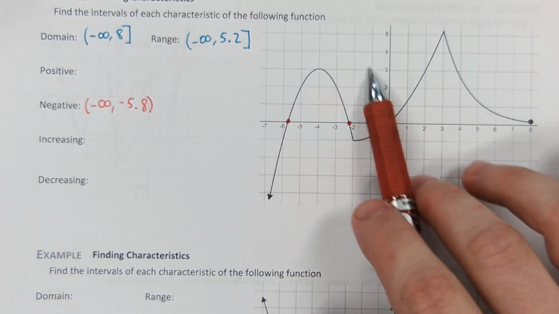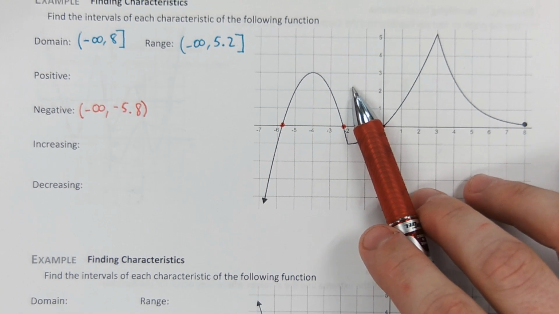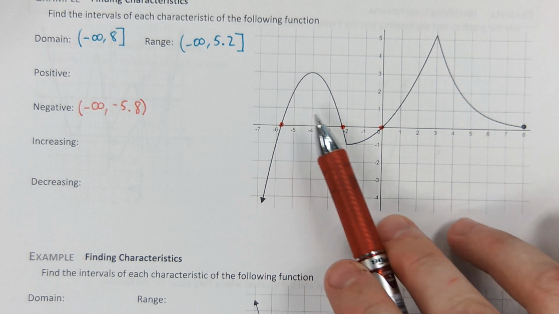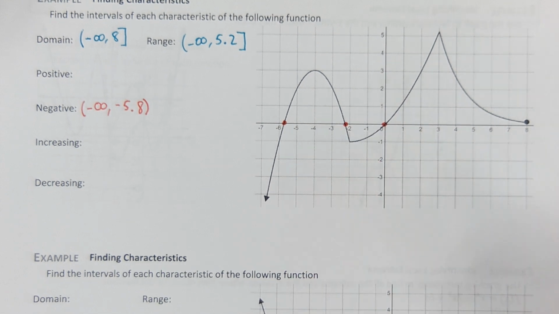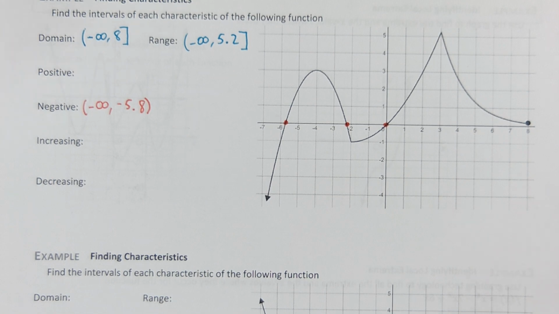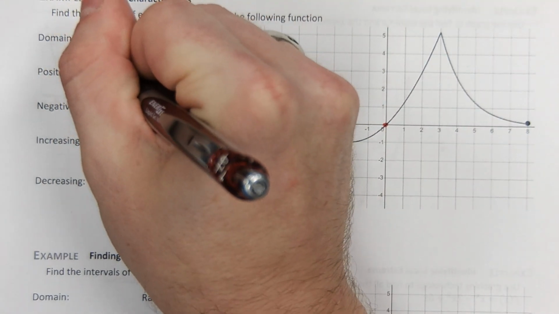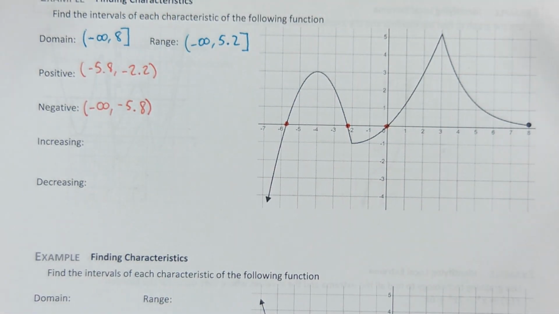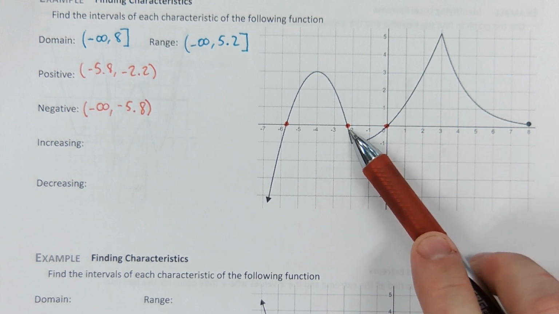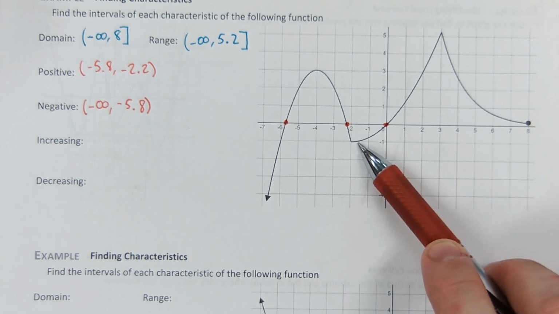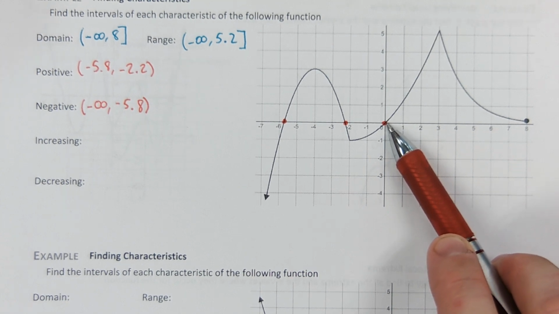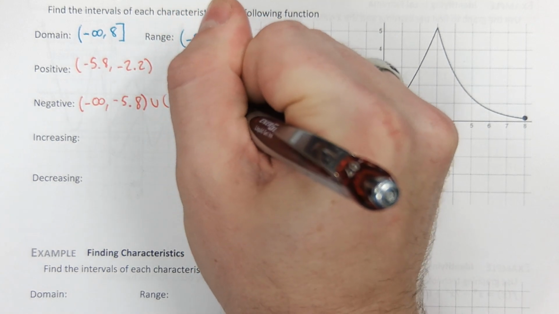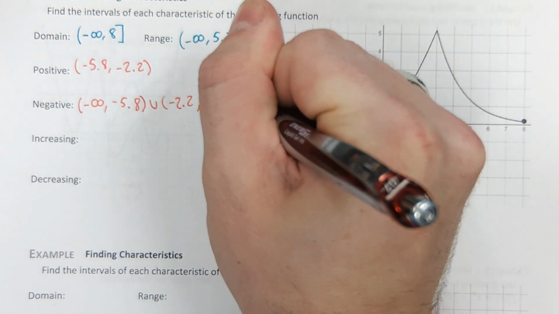Now I'm in this zone where I have positive y values. So that zone is going to begin where the last one ended. And it's going to end right there at negative 2 change. Negative 2.2. After this x-intercept, we're back below the x-axis. And we go all the way up to 0 for that zone. So negative 2.2 up to 0.